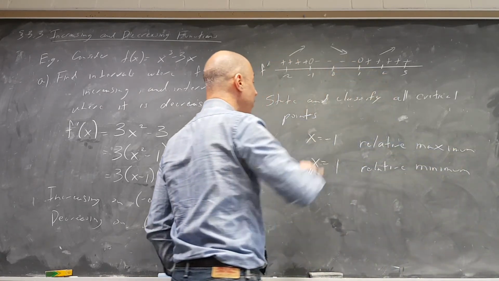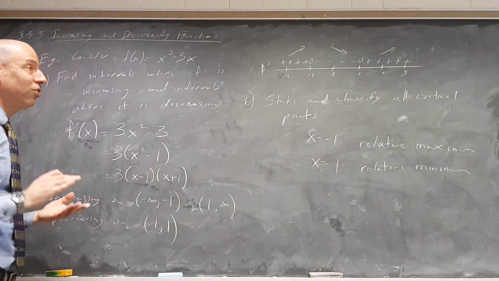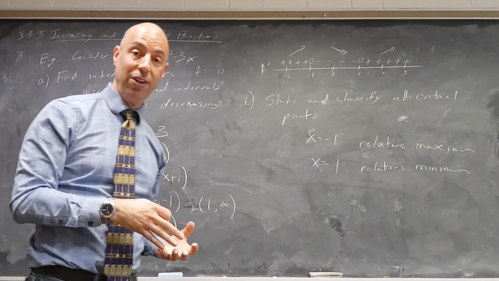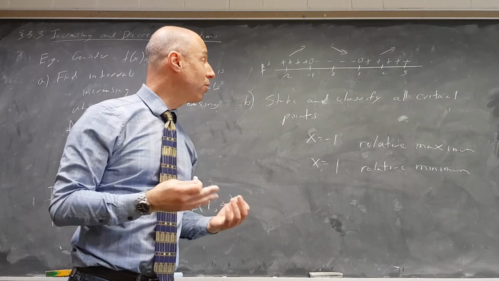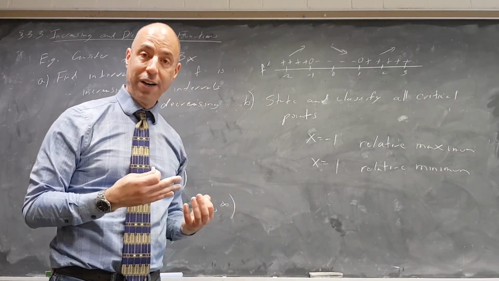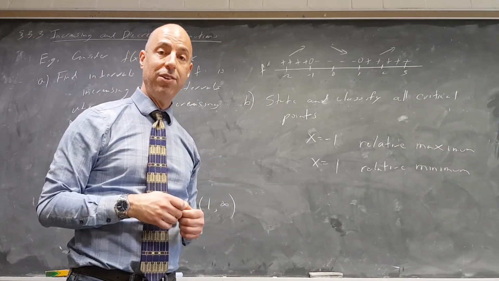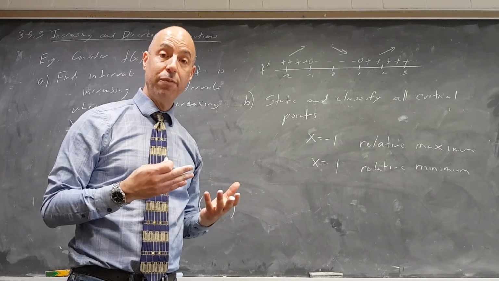And so we can use the first derivative not only to tell us where the function is going uphill to the right and where it's going downhill to the right, but also to find and to classify the critical points as maxima, minima, or neither.